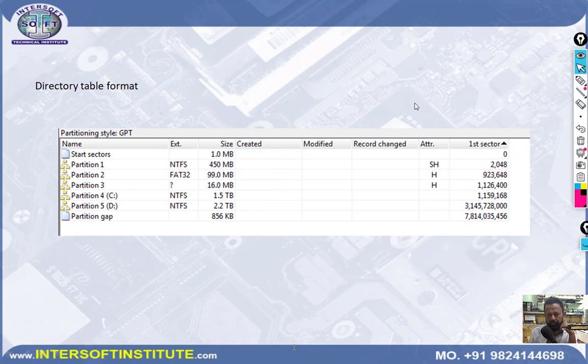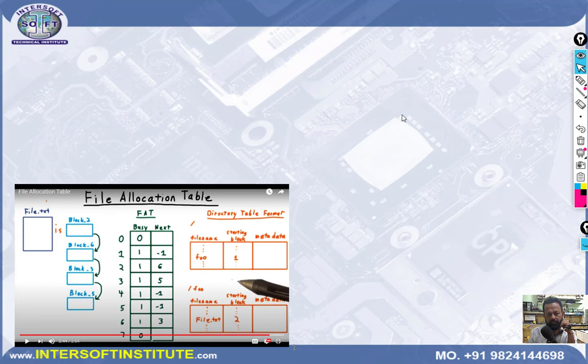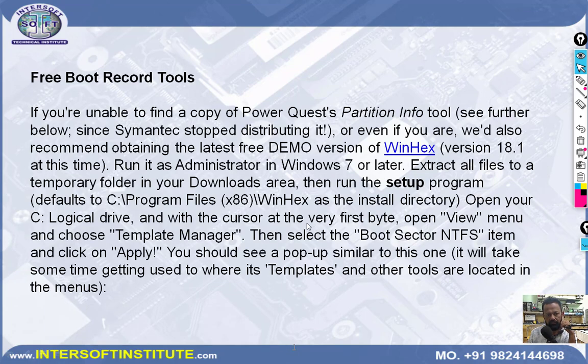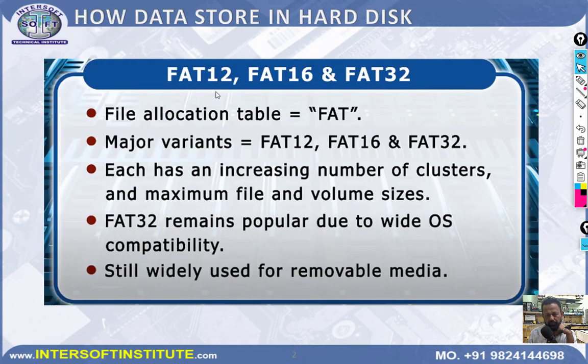We have to repeat the same thing again and again. See, this is also the file allocation table, FAT. Whatever partition space is occupied, it will put 1, and if not occupied, it will put 0, like this. Occupied, not occupied, busy or not busy, like that. The free boot record tools is a free table where we keep information about the free space.